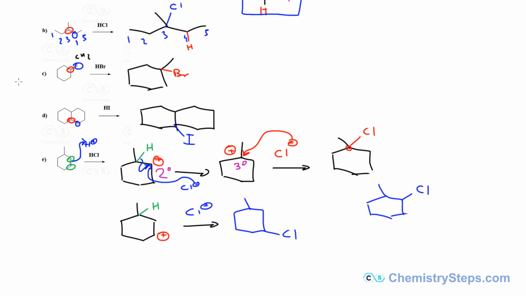Most of the time, your instructor, I assume, is going to require the rearrangement products, but this is something that you may want to check with your instructor as well. So in reality, this is going to be a mixture. You're going to get the rearrangement product and the one that is coming from the secondary carbocation as well.